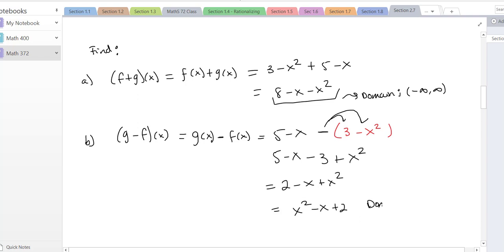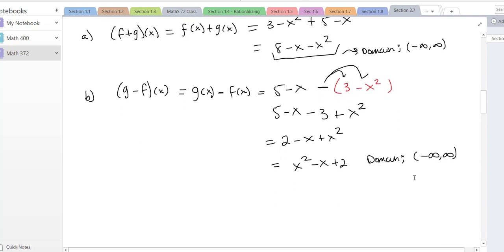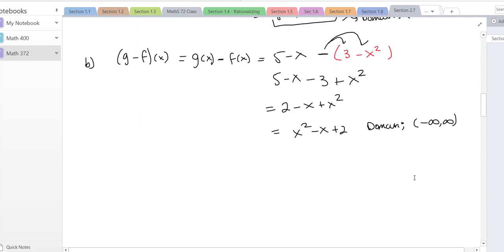And again, notice that the domain is all real numbers. We still get a polynomial. So let's try, what about f over g of x? So the division, the quotient. So this means f of x divided by g of x.